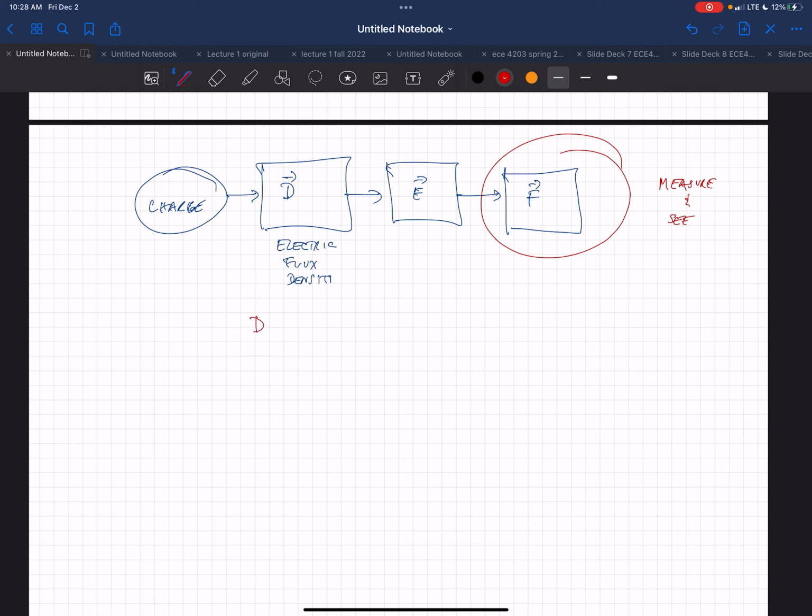And D is again epsilon naught E in free space, or anywhere else it is epsilon naught times whatever the relative permittivity is. Okay. And then I think of B as being mu naught mu R times H.